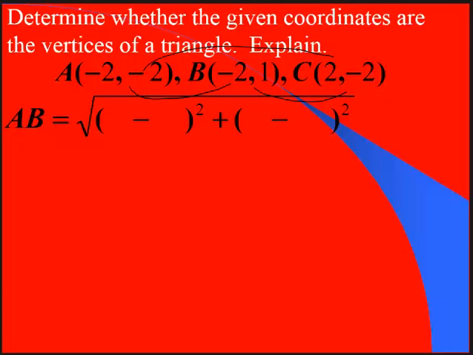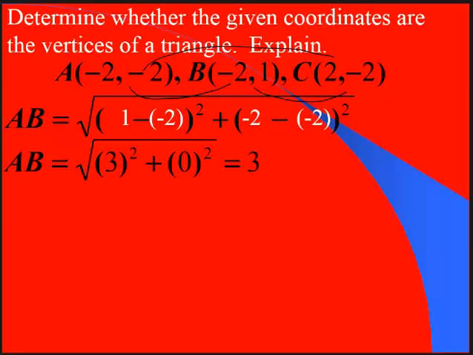So our distance formula, remember we subtract our x's, we subtract our y's, square them, and add that together. So I've got to choose for AB, y2 minus y1 and x2 minus x1. That's where these numbers came from. Now when I do the math, I subtract a negative, that becomes a positive. So 1 plus 2 is 3. Negative 2 plus 2 is 0. 3 squared is 9 plus 0. Square root of 9 is 3. So the distance between point A and point B is 3.